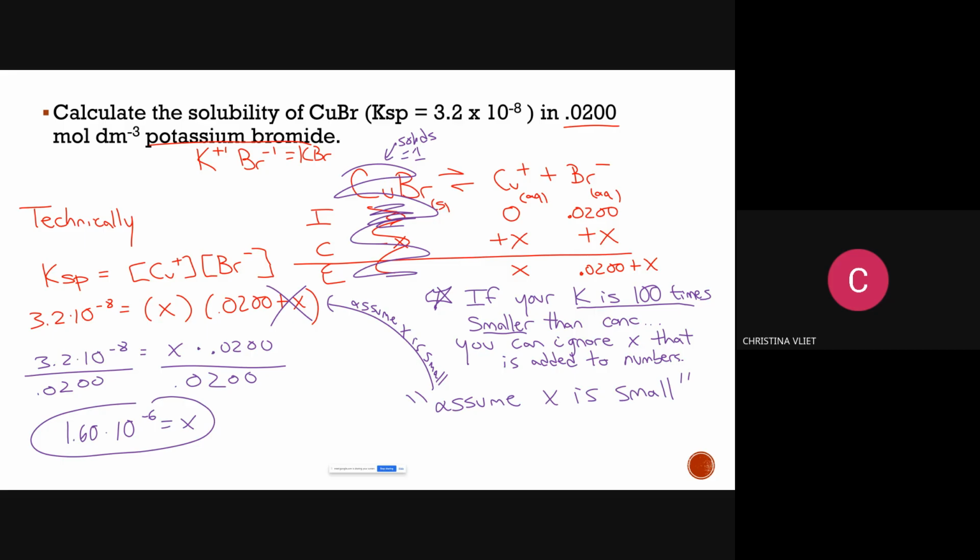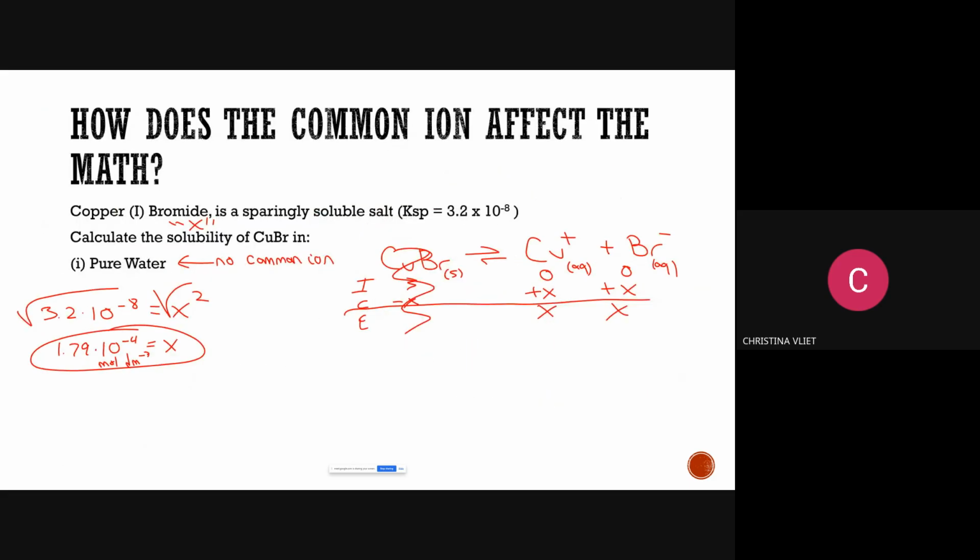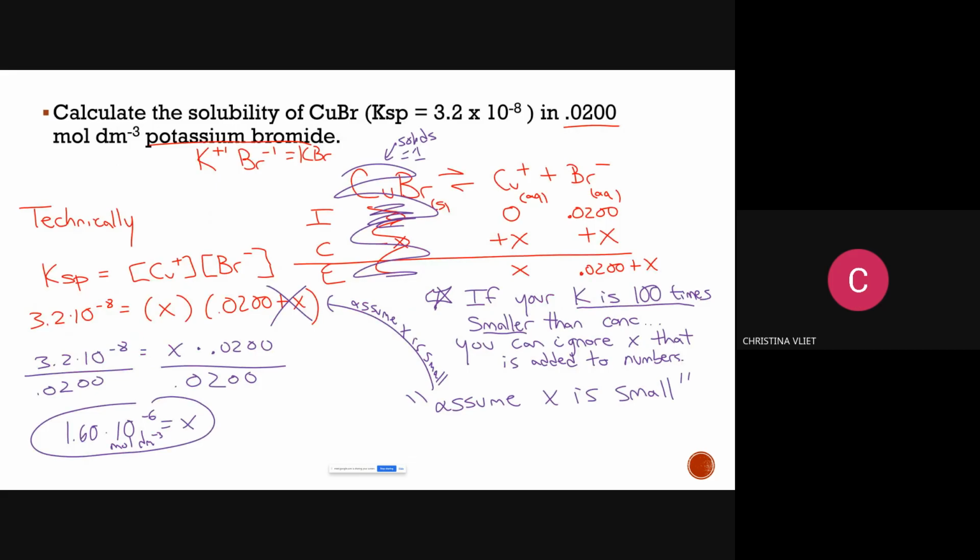Question: did adding this bromine into the solution decrease the solubility? This is the solubility of CuBr with the bromine in the solution. This was the solubility of CuBr without the bromine in the solution. Did the solubility decrease as Le Chatelier's principle would say? Yes, it did, which is just us checking ourselves that it makes sense. The solubility should be less in a common ion. Make sense?